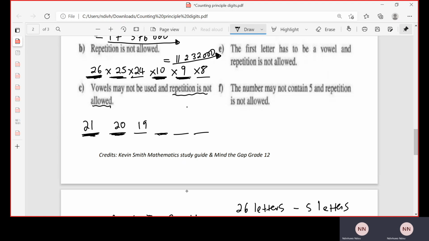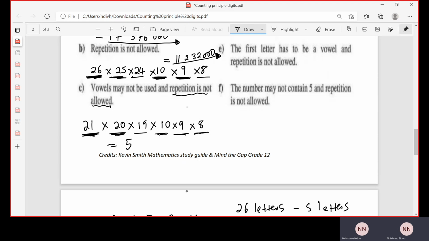Okay, the last one, the digits. The digits we have from 0 to 9, we have 10 choices, but repetition is not allowed. It means here we'll be left with 9, here 8. You just multiply out those numbers of outcomes, then you get the answer. So it's 21 times 20 times 19 times 10 times 9 times 8.